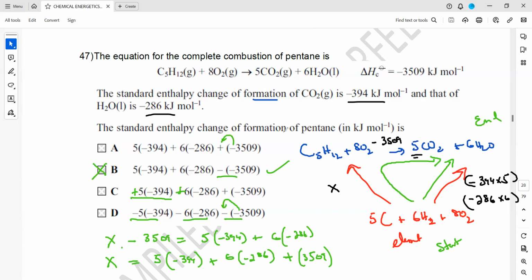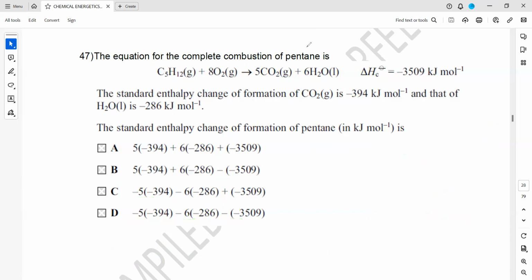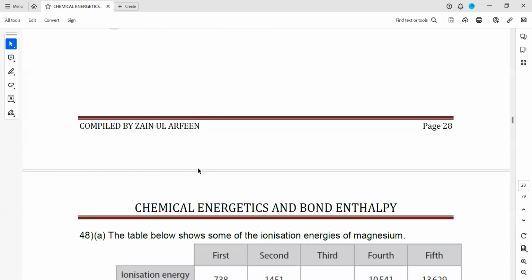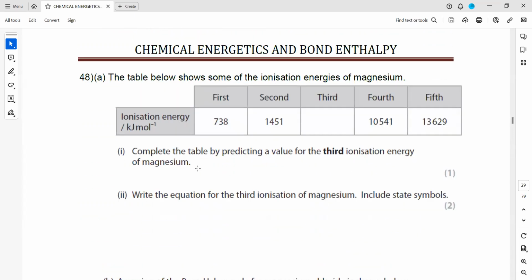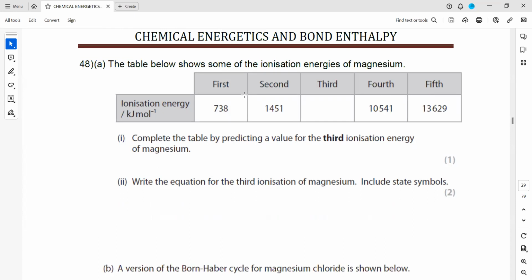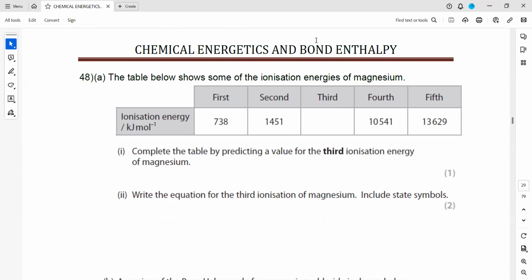Question 47. The enthalpy change of formation of pentane. Okay. Then we have structured questions from enthalpy changes, chemical energetics, and bond enthalpy. The table shows some ionization energies. Complete the table by predicting the third value.